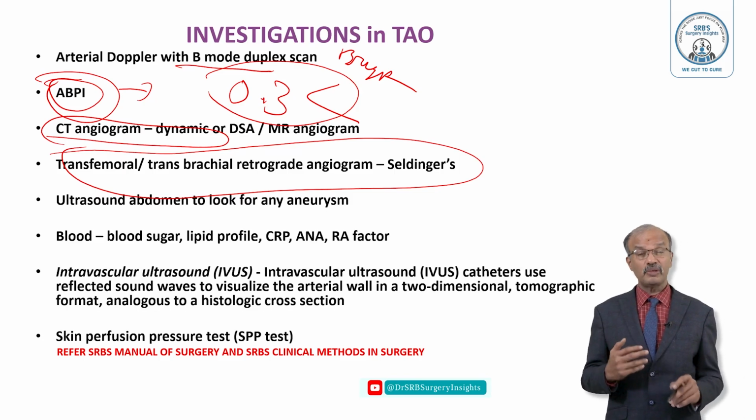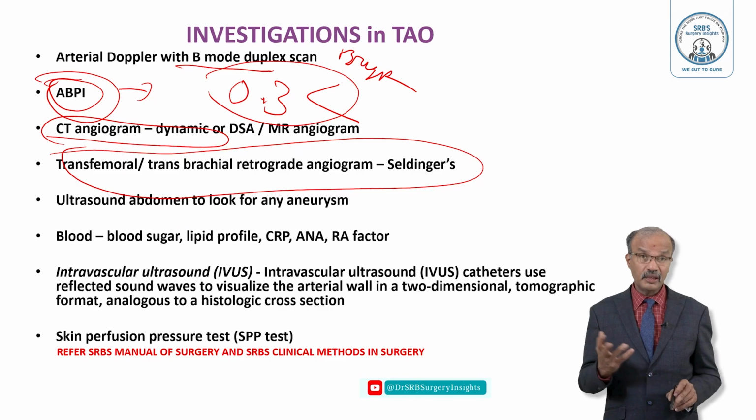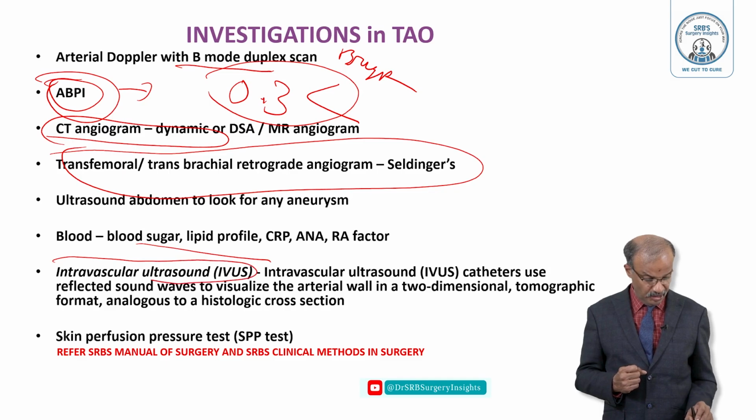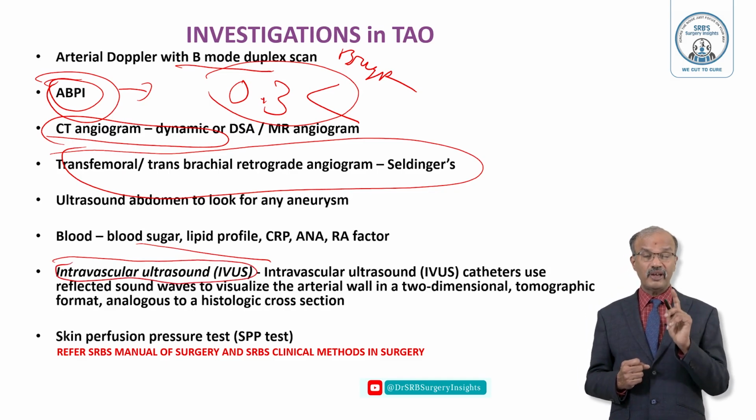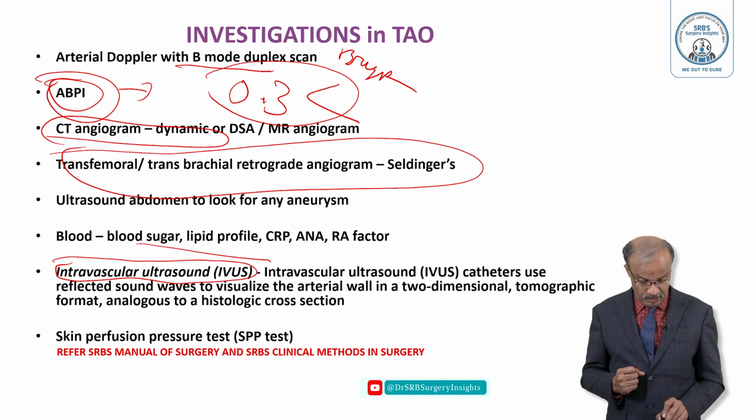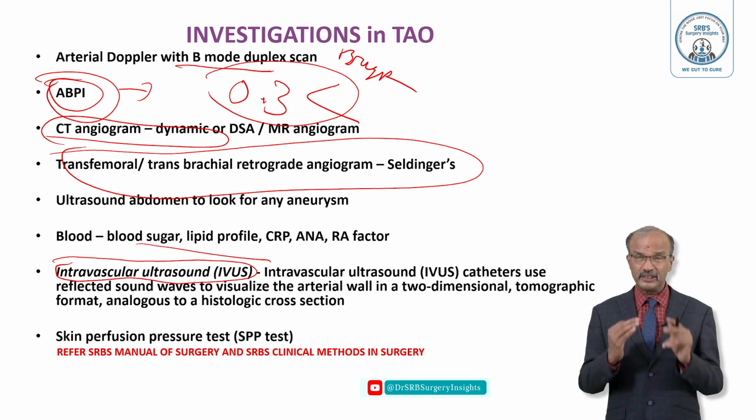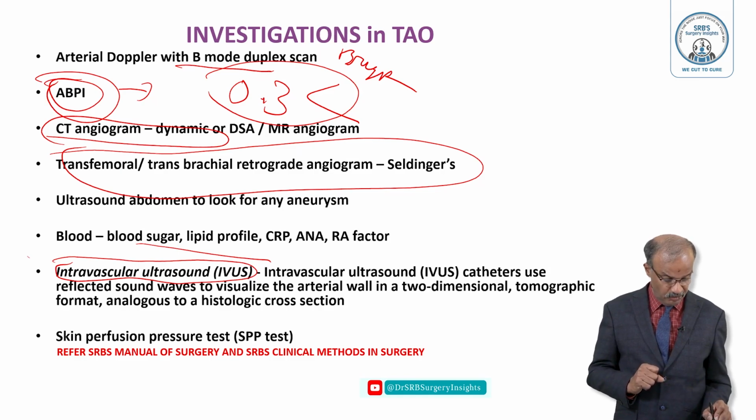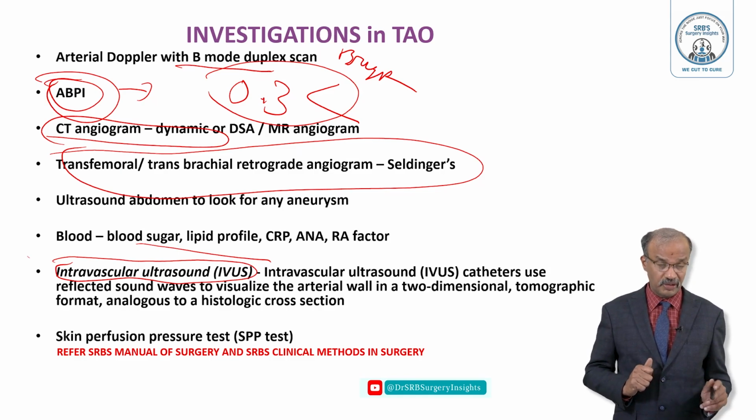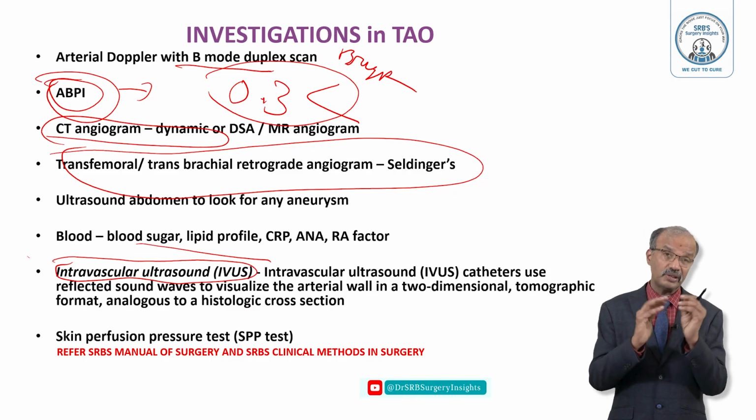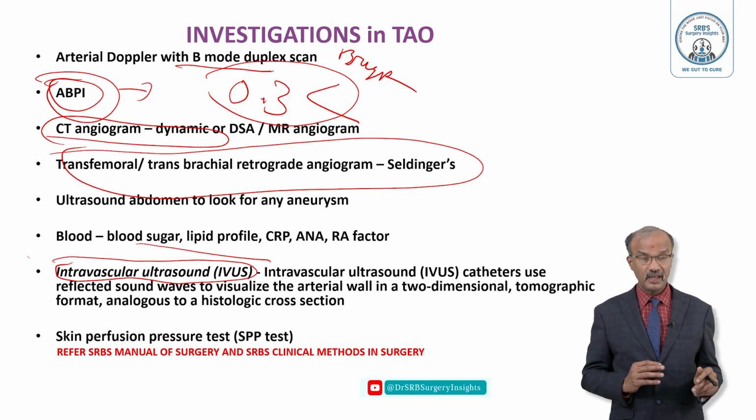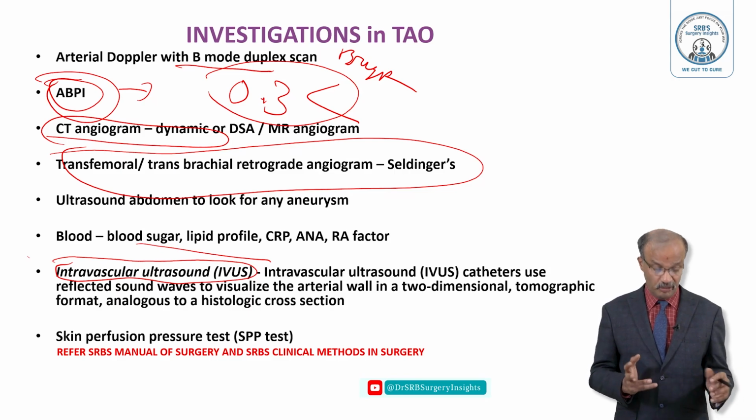Ultrasound abdomen is important because an aneurysm may be there in this patient, especially an elderly patient. Blood sugar, lipid profile, all the things are to rule out other things. Now currently intravascular ultrasound, not venous, sorry, intravascular means arterial ultrasound, will be able to see sound waves and find out where exactly, very clearly. The newer thing, IVUS, intravascular ultrasound, specifically the arterial ultrasound. You can put the ultrasound probe inside and assess where exactly the blockage is, and it's a very, very good investigation.